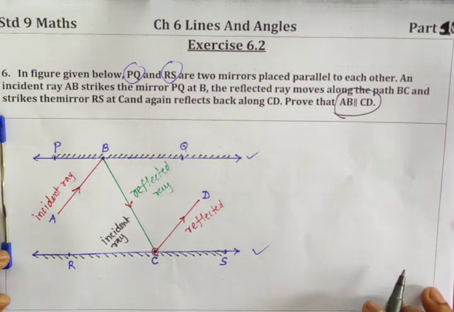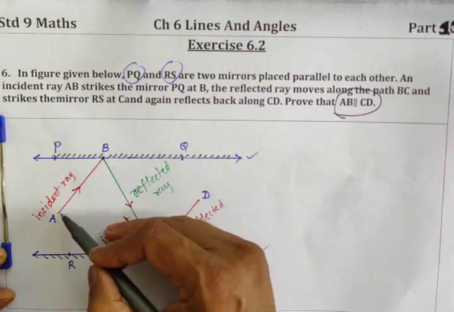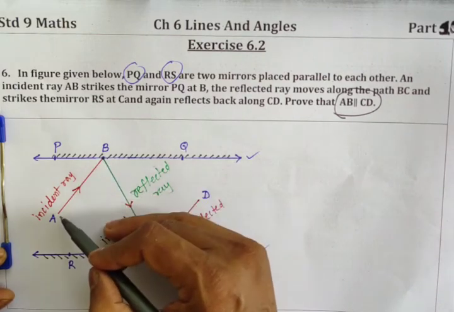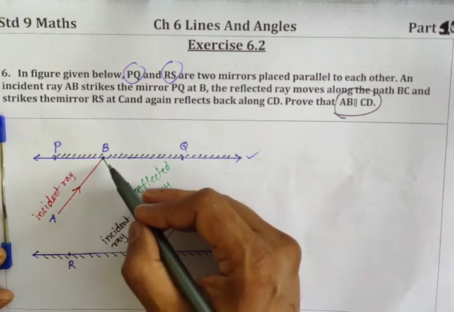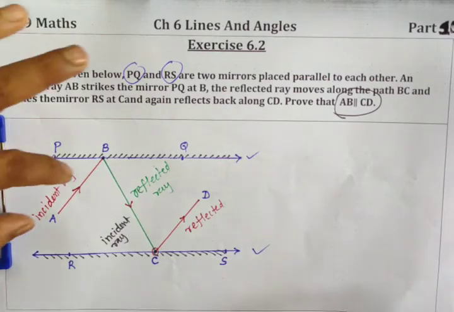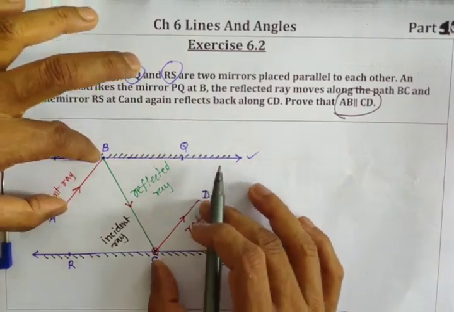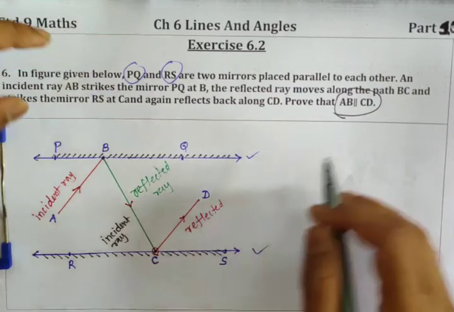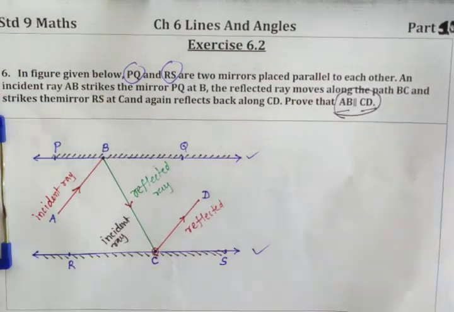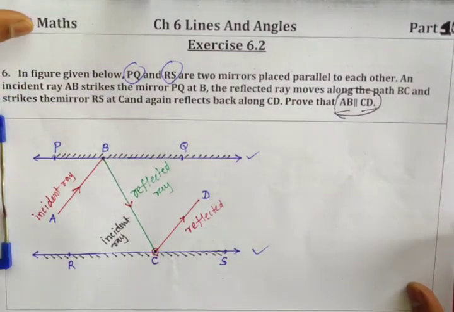Children, where is AB? The red one. I may say it ray, I may say it line, I may say it line segment. It will mean the same. So the two red ones, okay, AB and CD are to be proved as parallel.